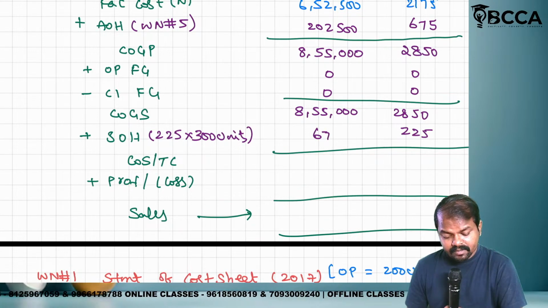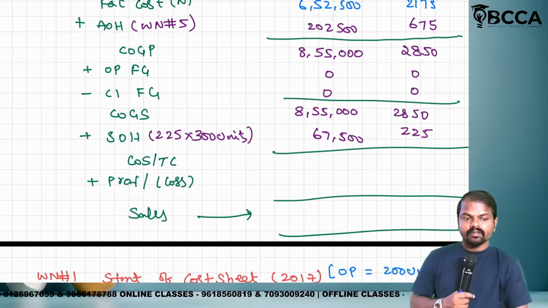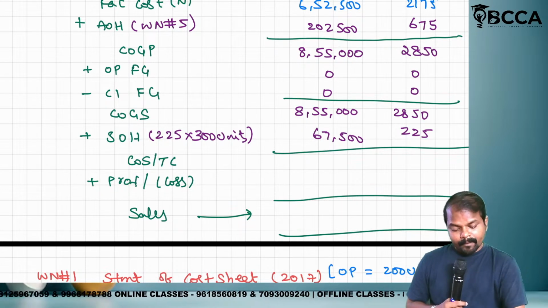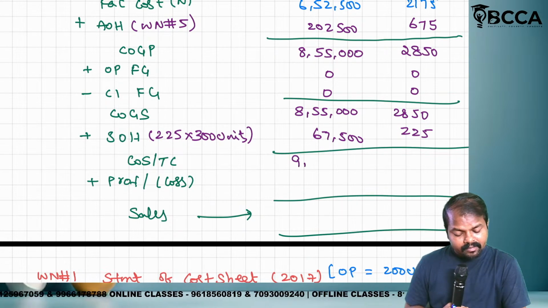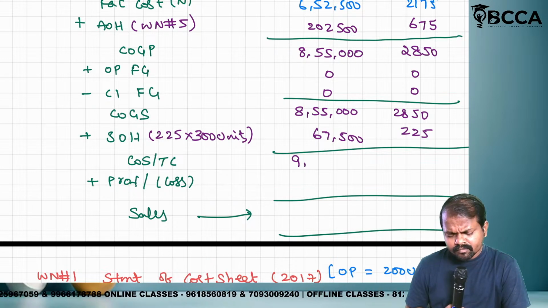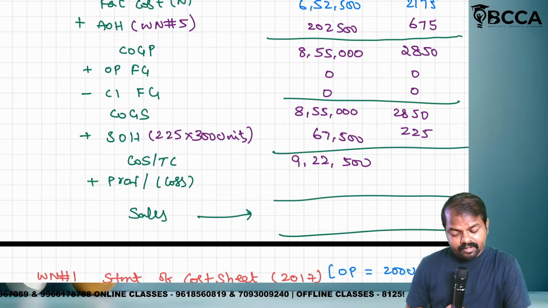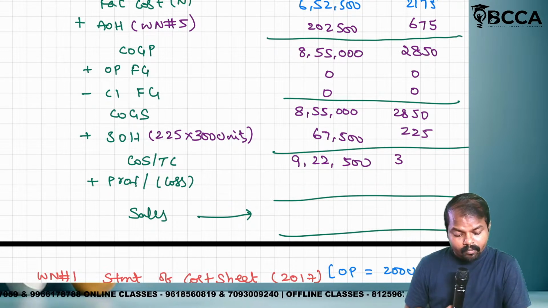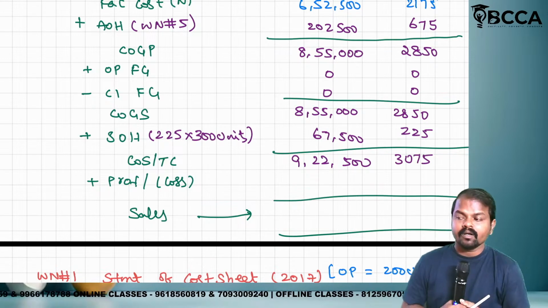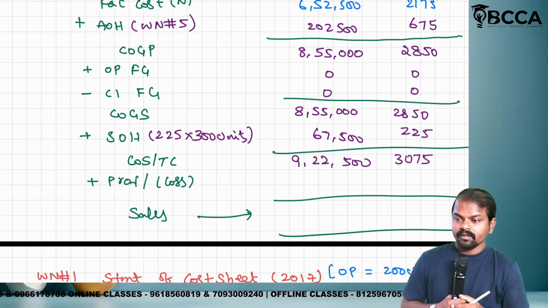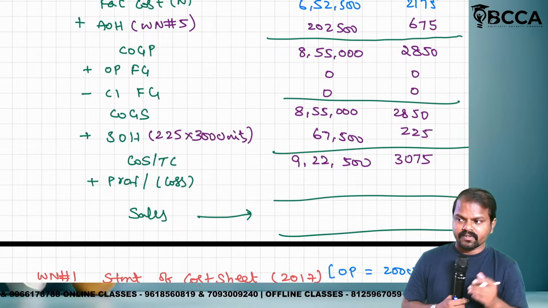60? How much? 9 lakh. 22,000. What is the per unit cost? 3,000. 30. What is the sales? Don't tell 6 lakh. 6 lakh is last year.